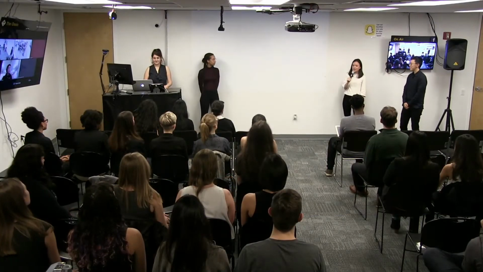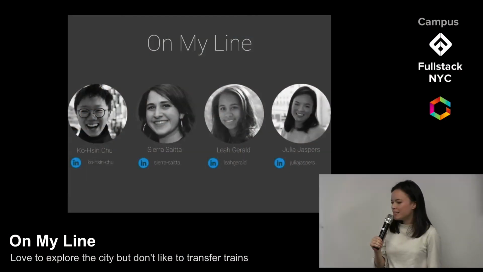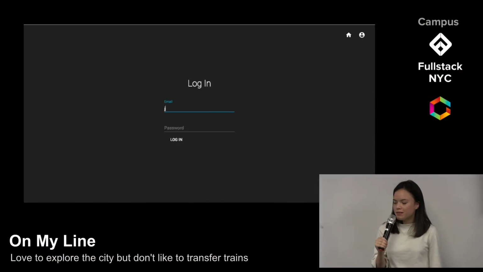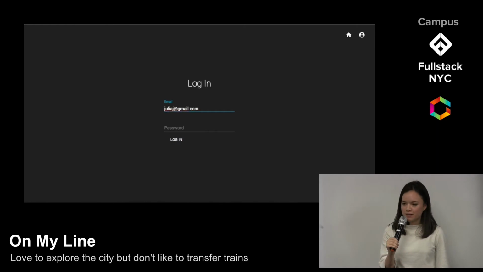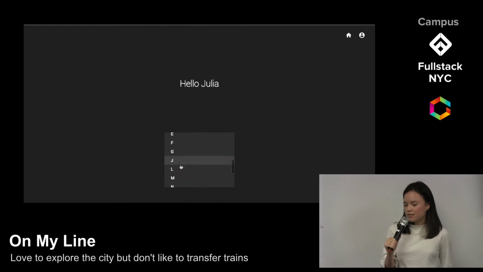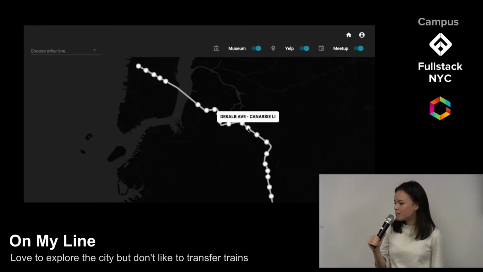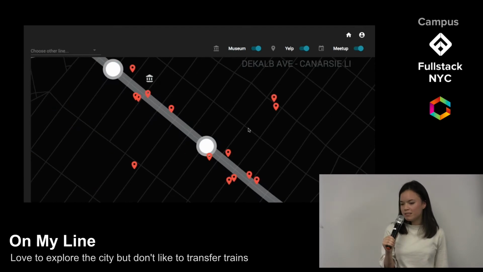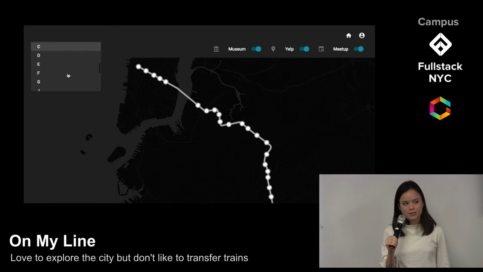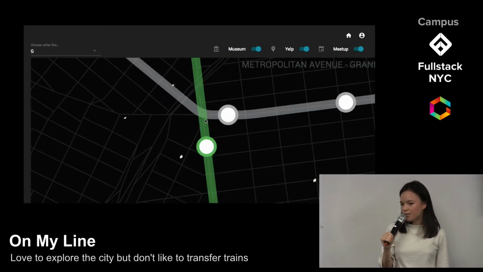Good afternoon, everyone. I'm Julia Jaspers, and I'm joined by Ko-Hsin, Leah, Gerald, and Sierra. We are the team behind On My Line. New Yorkers know that some neighborhoods are hard to access depending on which train they live off of. Let's say you want to try something new, but you don't want to waste time transferring trains. On My Line shows you restaurants, museums, and events all relative to your line. You can add a second line to connect with friends who live off of different trains. You can also save your favorite spots and text a friend the spots that you found.